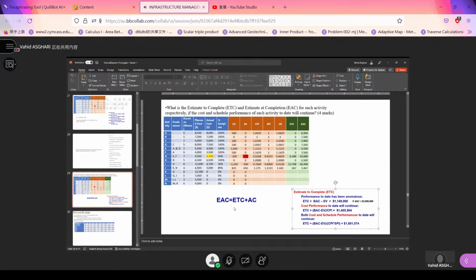So just wanted to make sure that you understand the difference between these two. You need to find it, and then try to see how much you're going to have to spend for completion of the projects and tasks. So this is the idea. This is the critical point. If you don't use the correct equation, you will not get any point.